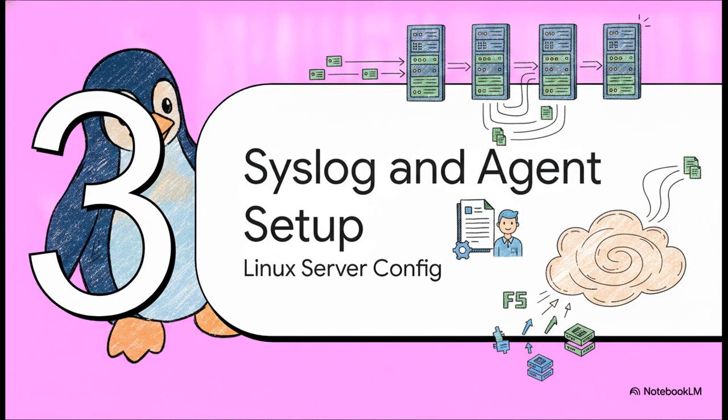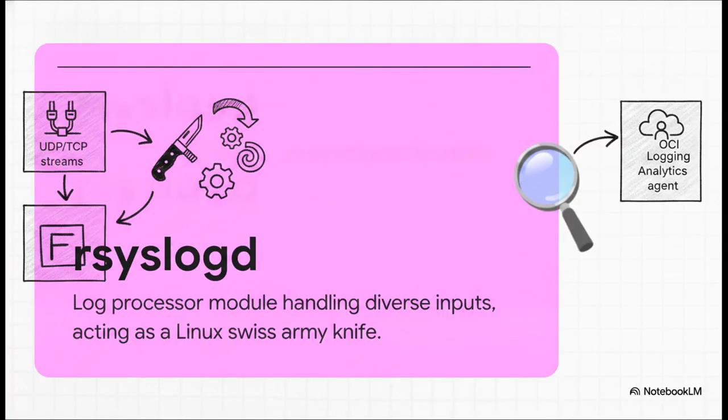Moving right along to Section 3, syslog and agent setup. So why syslogd on our Linux compute instance? Well, think of syslogd as the ultimate Swiss Army knife, or maybe the heavy-duty duct tape of logging. It's way more than a basic receiver. It's a highly evolved log processor module that can accept inputs from a massive variety of sources, transform them, and output them reliably to our agent. This little middleman server is what flawlessly catches those UDP or TCP streams flying off the F5 appliance.